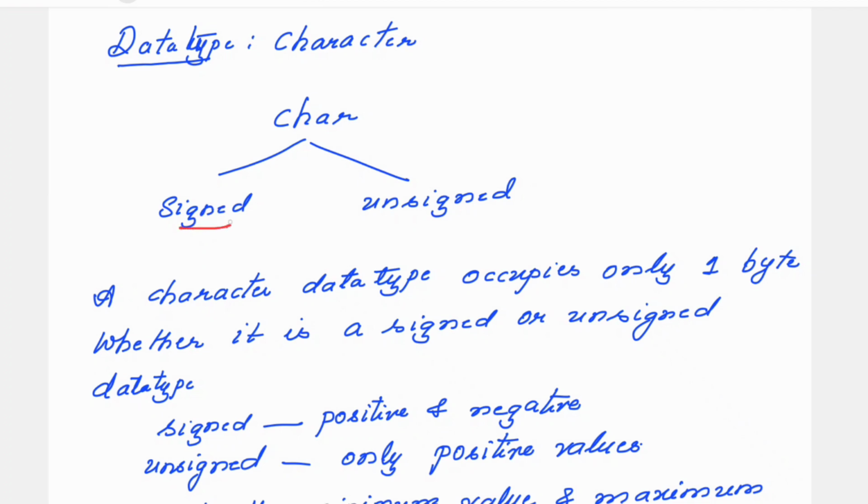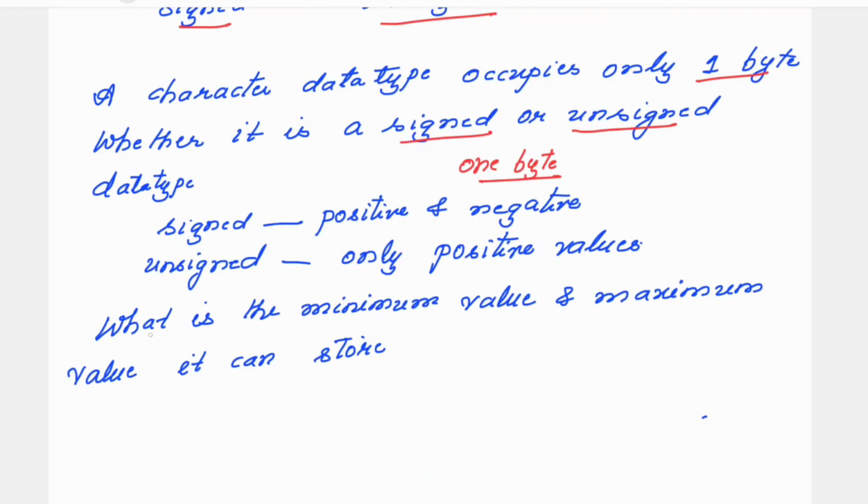The character data type can be signed or unsigned. Irrespective of whether it is a signed or unsigned character data type, it occupies only 1 byte. So 1 byte of memory is required here for the character data type. As I said in my previous sessions, signed data type accepts both positive and negative values, whereas unsigned data type accepts only positive values. Now here also we'll check what is the minimum and maximum value it can store.